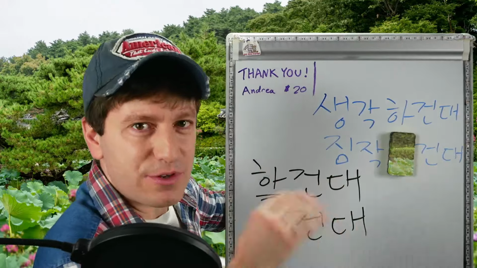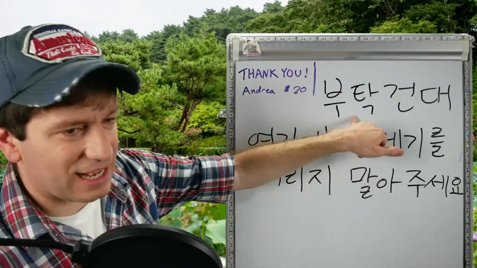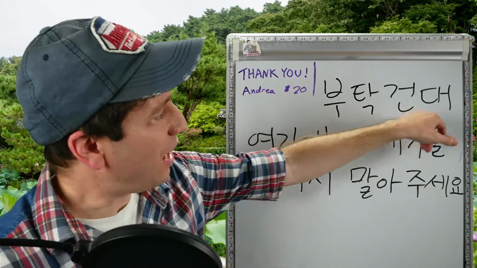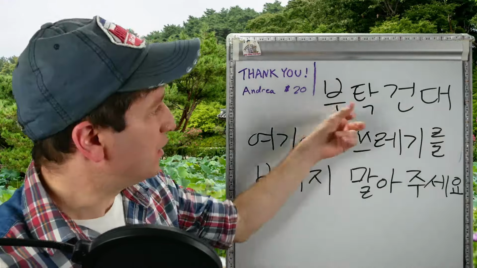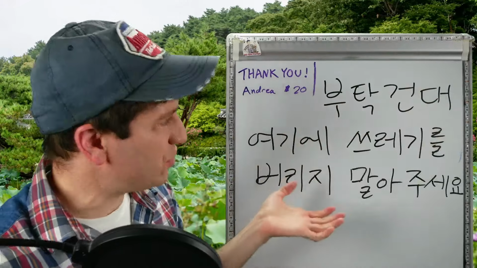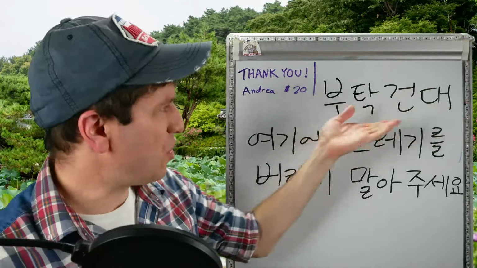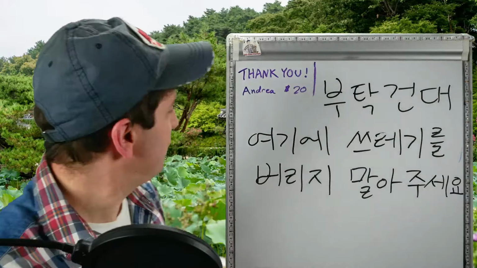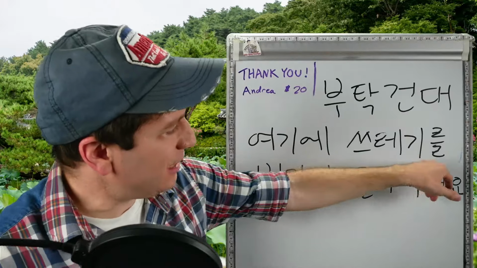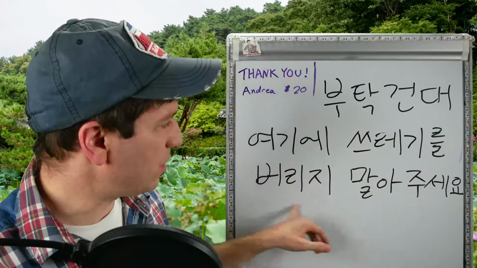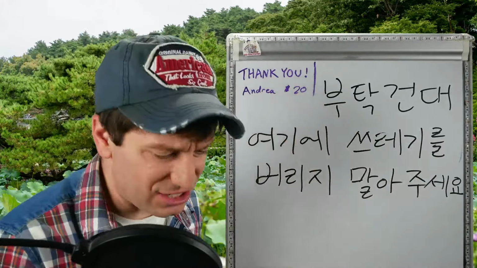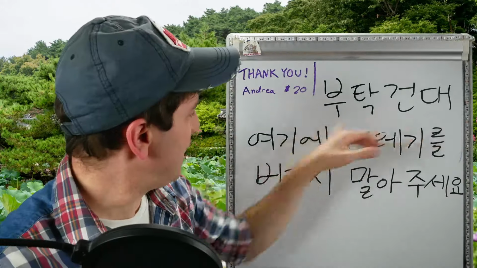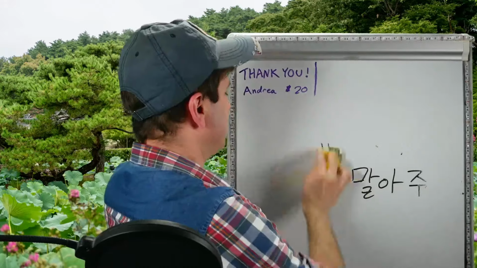I'm going to give you 2 examples of where this happens. 부탁하다 is to request or to ask for something. So here we'd have 부탁하건대, which is normally what you can do. Or you can shorten it to 부탁건대. So what I would request of you is, 여기에, here, 쓰레기를 버리다, to throw away trash. 버리지 말아주세요. So please don't throw away trash here. 부탁건대 여기에 쓰레기를 버리지 말아주세요.